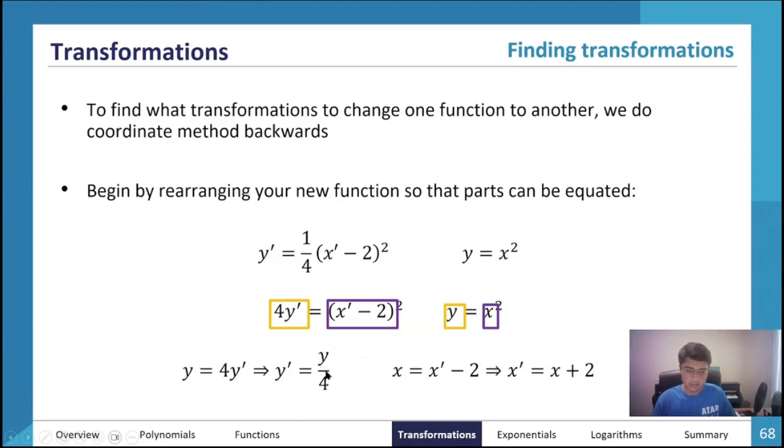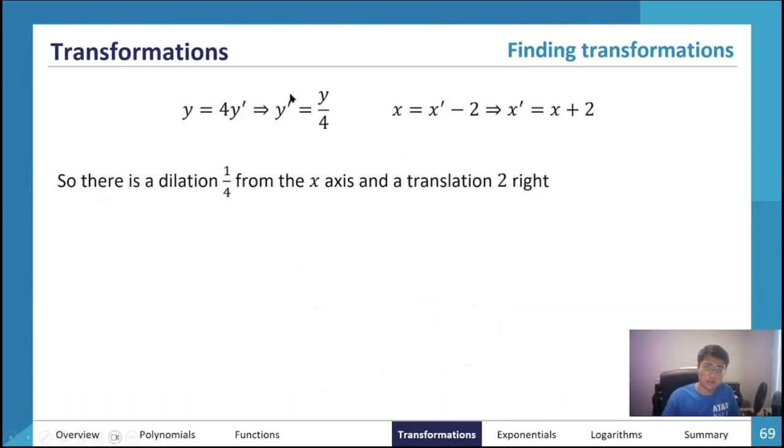But remember that these expressions here for y dash and x dash are actually the expressions for the transformed set of coordinates. So what you can do is straight away deduce what the transformation that occurred is. In this case, we've divided every y value on the original graph by 4. So we're dilating by a factor of 1 over 4 from the x-axis. And then in terms of the x coordinates, we're moving every single x value on the original graph 2 units to the right. So that's a translation of 2 units to the right.